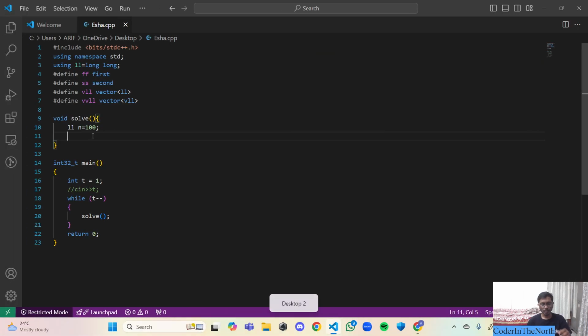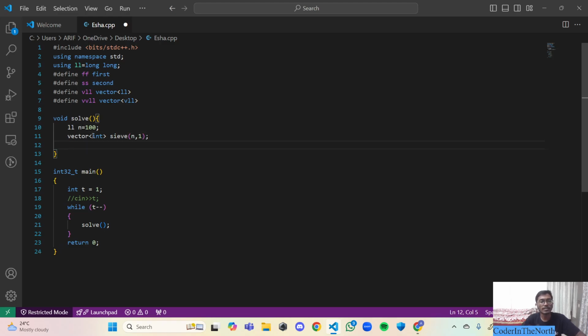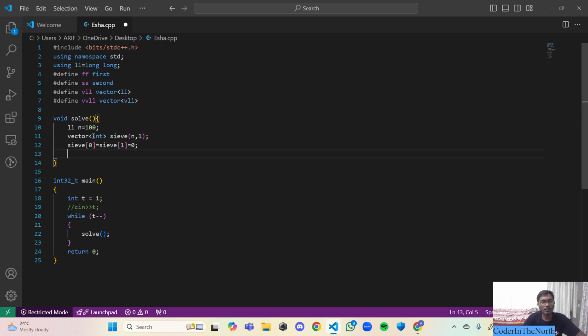So what we'll do now, we need a vector. First, a vector of int, let's say sieve of size n. We'll assign 1 to each number, considering that all numbers are prime. Now as a base case, we know that 0 and 1 are not prime numbers, so we'll assign them 0.